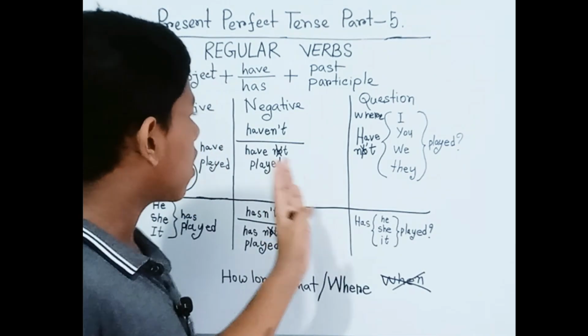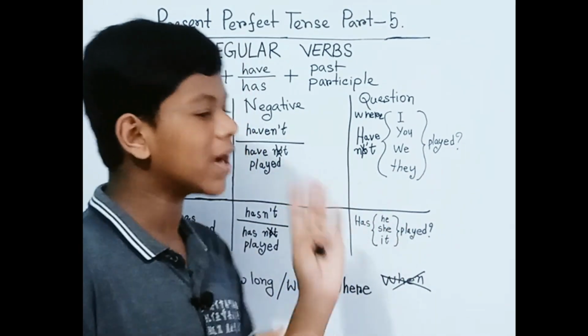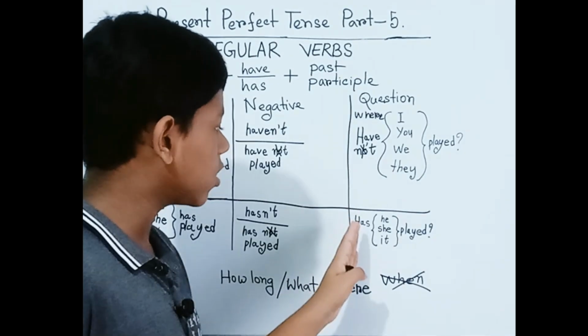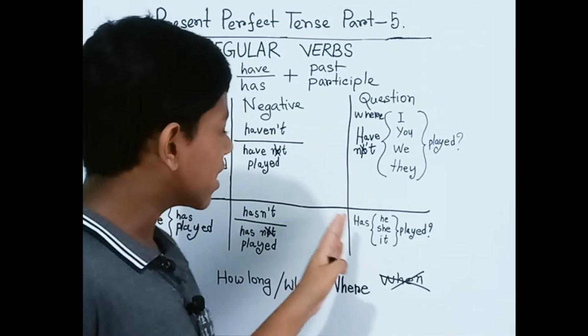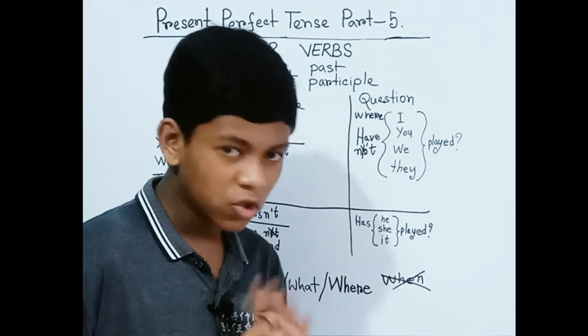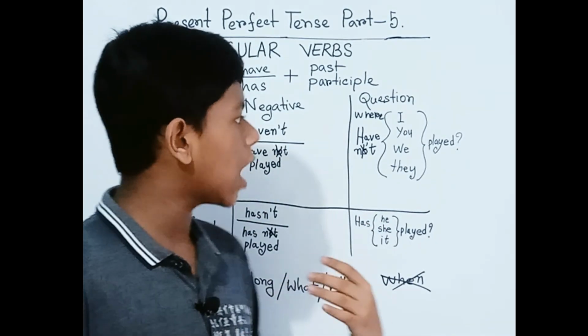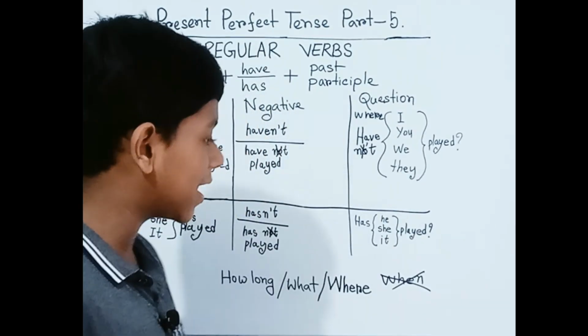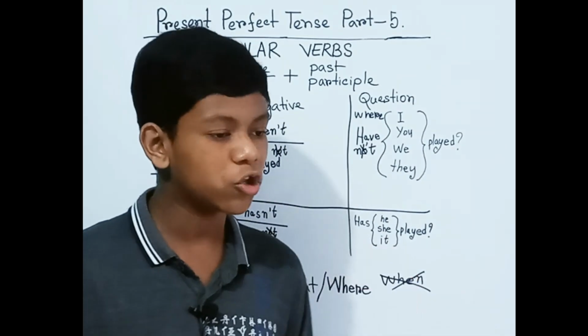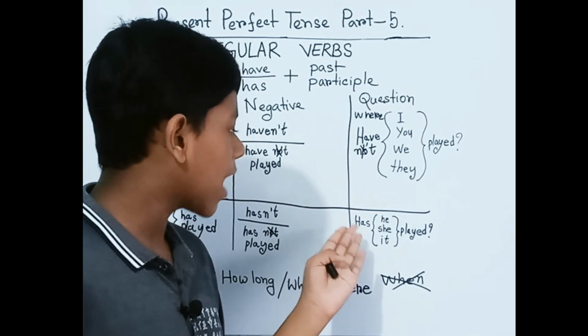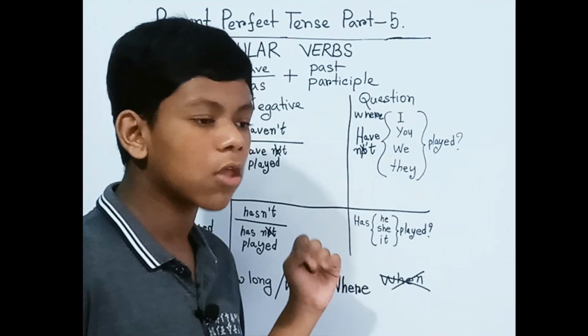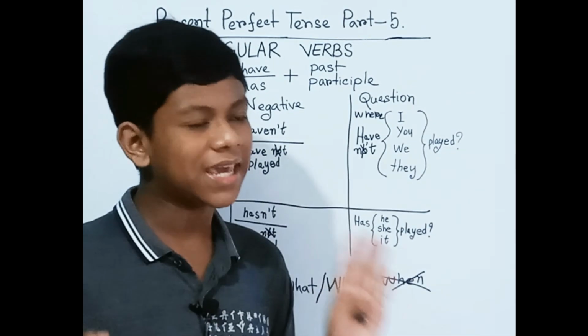Okay, so just remember, we can use a variety of WH questions. That is, what have I played? What haven't I played? Same here. What has she played? What hasn't she played? Same here. How long have I played? How long have you played? How long haven't you played? Same here. How long has it played? How long hasn't it played? Okay, we can do it.